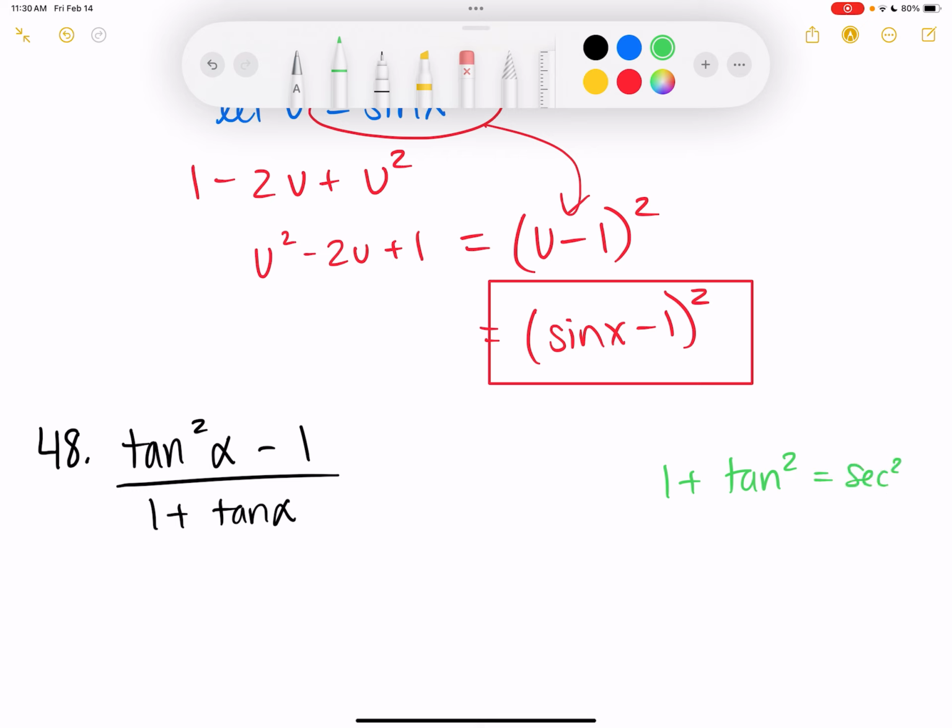So I can't change this to be equal to secant because this is 1 plus. Both things would have to be negative, and I can factor out a negative, but I can't do that with this one. So a Pythagorean identity doesn't work, so I'm going to see if I can factor. Does this look like anything to you? Or maybe if I instead wrote it as u squared minus 1, how would you factor that?